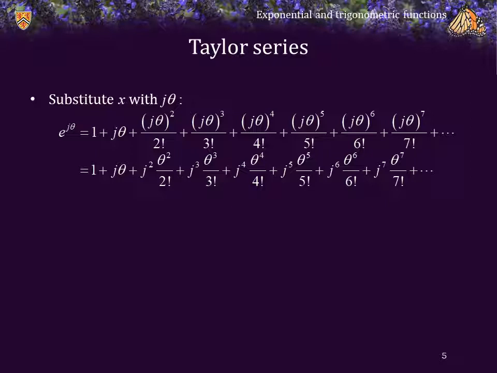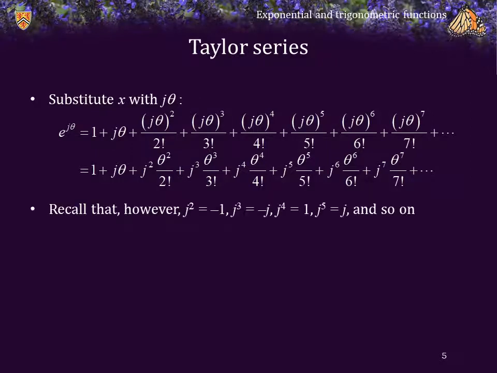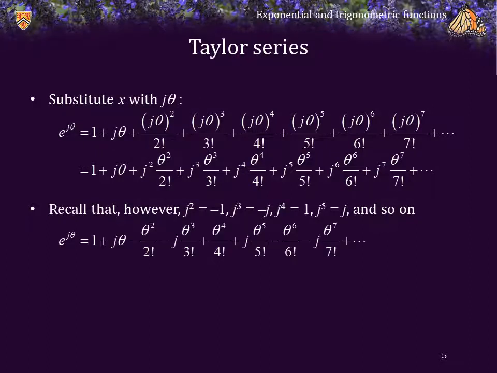But wait a second. j squared is negative 1. j cubed is negative j. j to the fourth is 1 again, and j to the fifth is j, and so on and so forth. Therefore, this series can be simplified as follows. So notice that every second term is real, and the other terms are all complex or imaginary. Let us collect the real and imaginary terms.